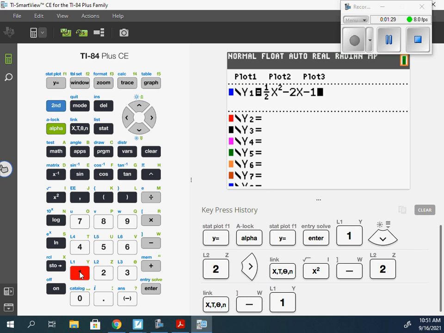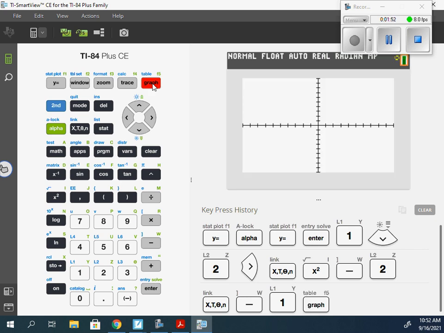Was everybody able to get it typed in? Yes? And once we get it typed in, what do we do next? Well, I would hit graph because we can graph it and then we can do the trace to calculate the minimum value. Yesterday we hit graph first to see that this is opening up, so it does have a minimum value. It will not have a maximum value.